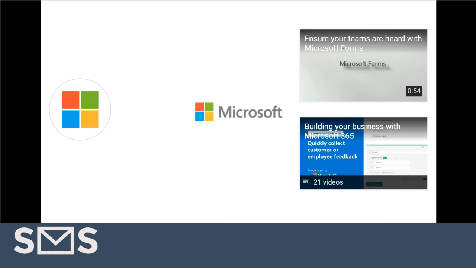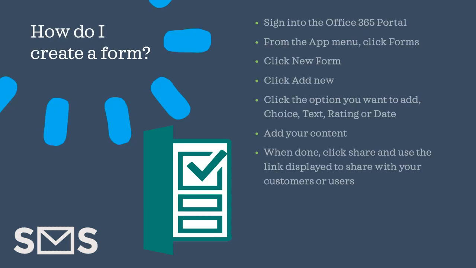Brilliant. Thank you very much for that, Martin. So in summary, I think what we're saying is you just sign into the Office 365 portal, go to the app menu, click Forms, click on a form, click add new, click the option that you want, whether you want to add text, rating or date, add your content in at that point, and when you've completed that, click share, and then the link will be displayed for use by your customers or your users.